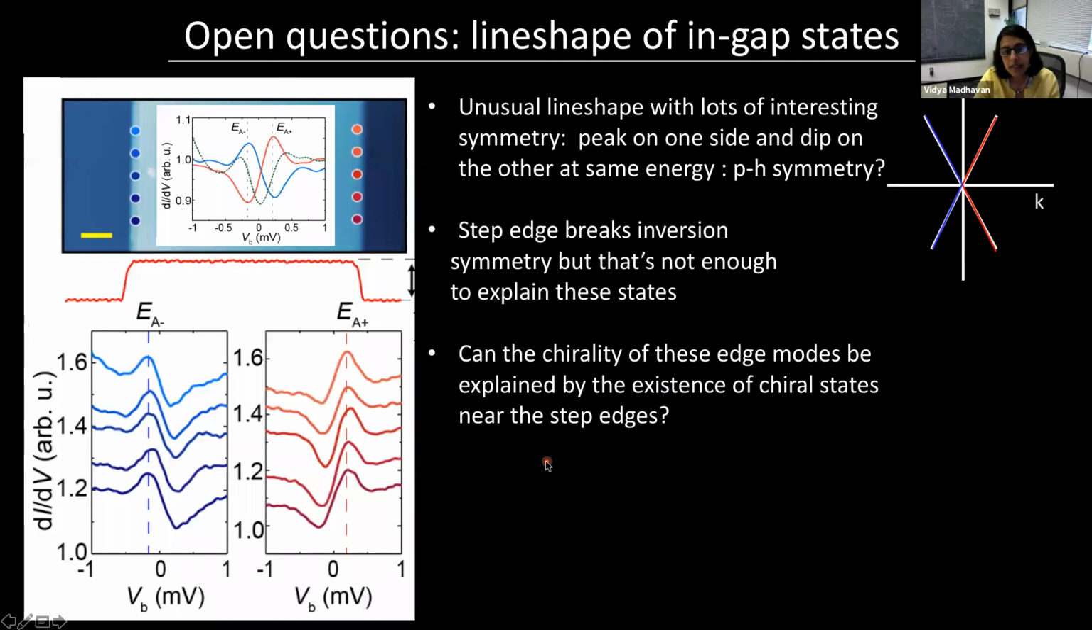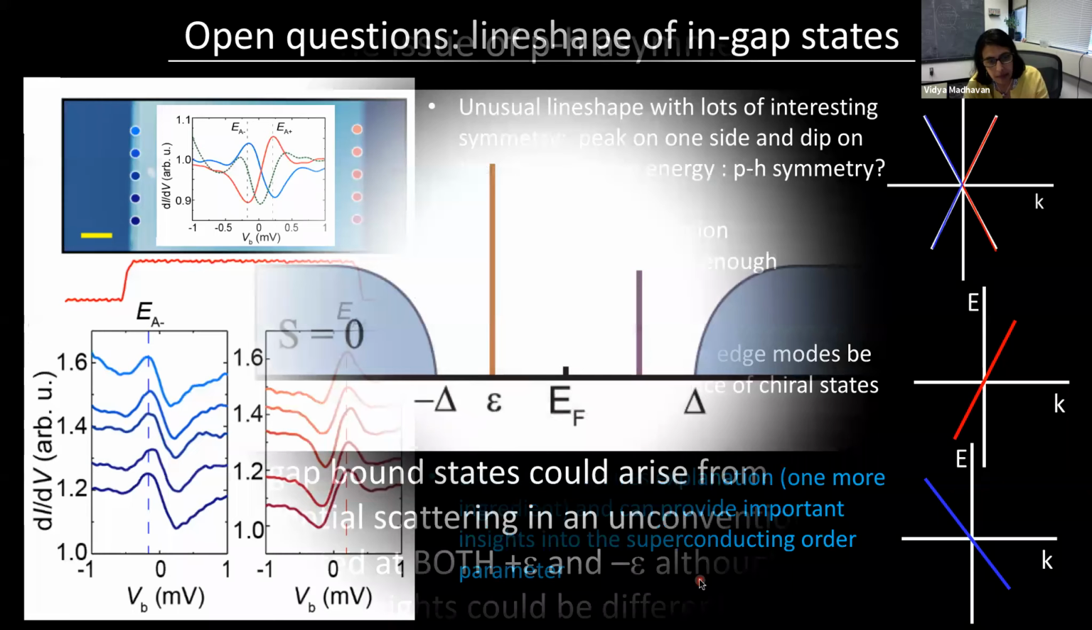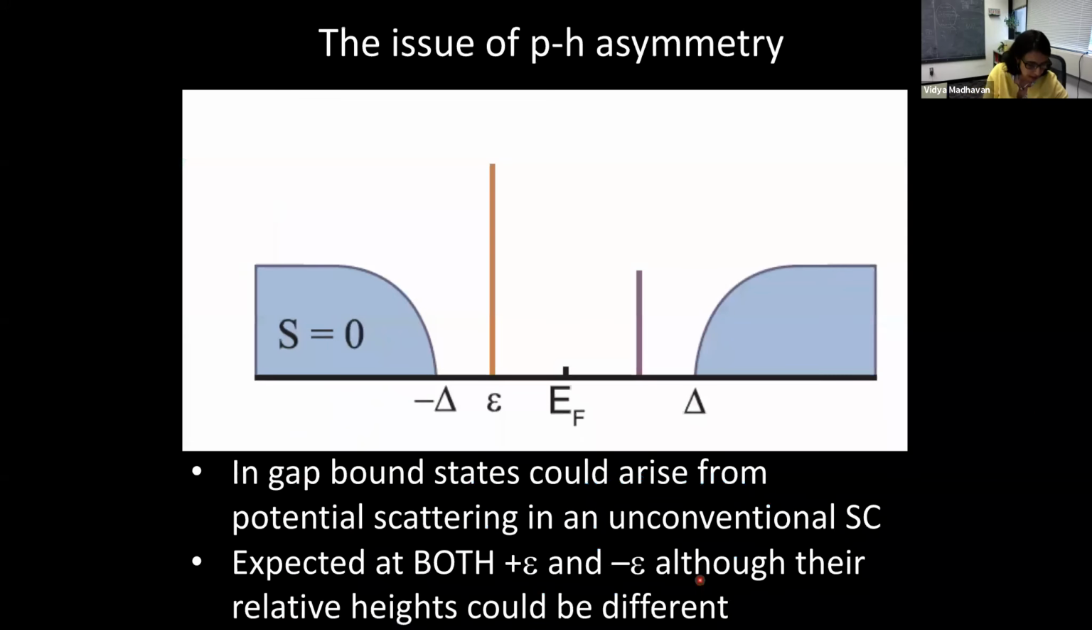The question is, can the chirality of these edge state modes, by chirality I mean handedness, be explained by the existence of chiral edge states near the step edges? So that is one of the questions we're trying to answer. We believe that once we understand this line shape, it'll give us insights into the superconducting order parameter. So let me just say a few more things.